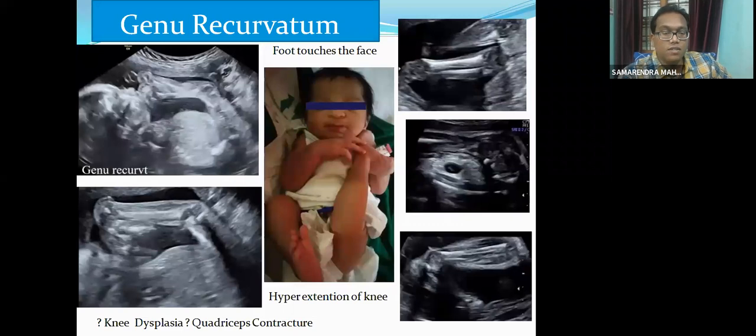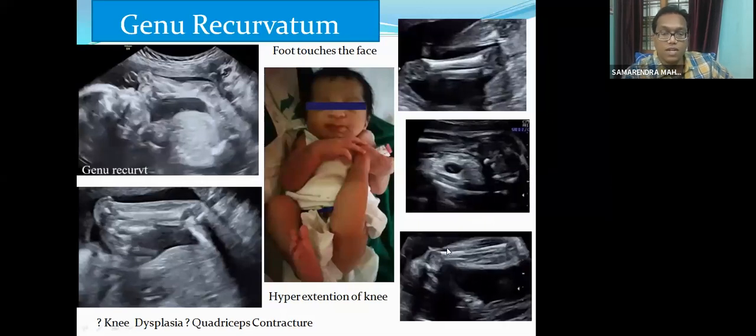So this is a case of genu recurvatum, where in the initial phase of ultrasound, the right upper image is showing both the lower limbs in one position. The middle segment, the right upper image, shows both the legs in the same plane, and this one showing both the femur in one plane. But as the pregnancy advances, in the later part, the lower right image shows that only one leg is seen in that area.